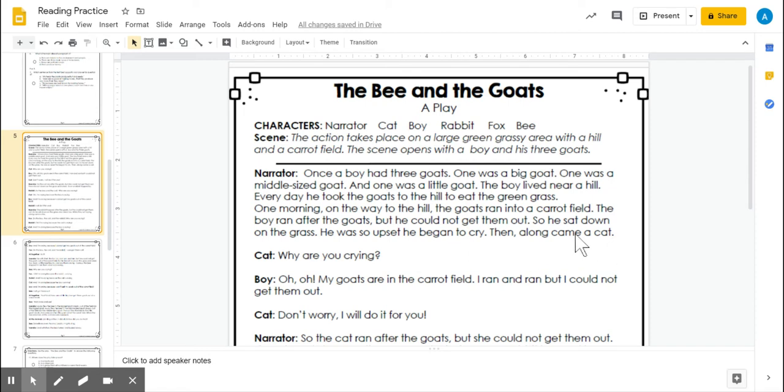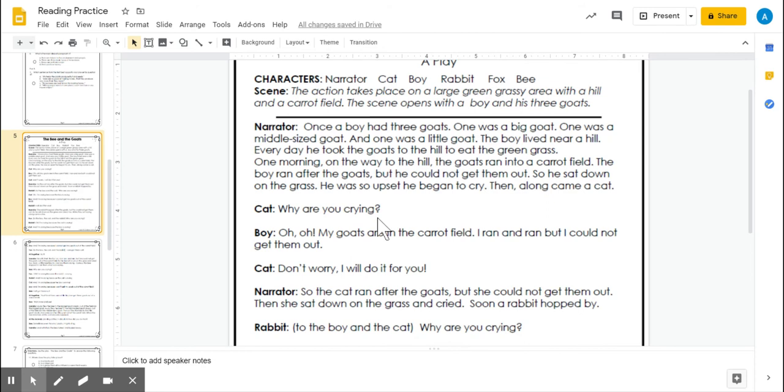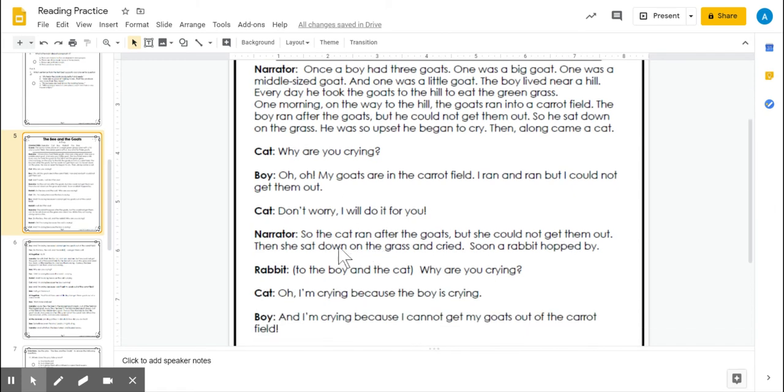Then along came a cat. Why are you crying? Oh, my goats are in the carrot field. I ran and ran, but I could not get them out. Don't worry, I will do it for you.